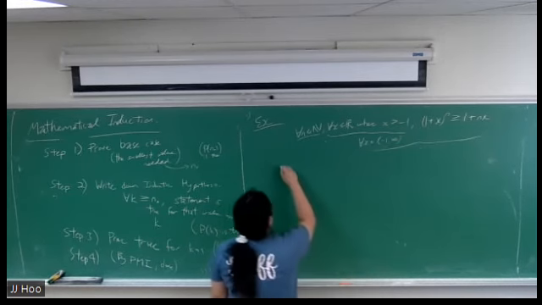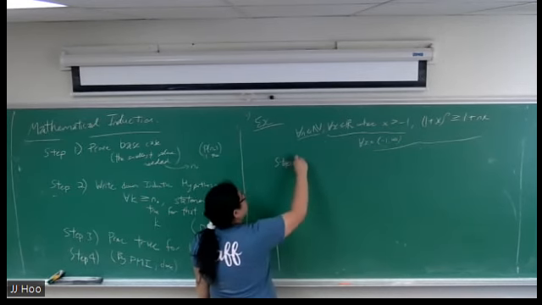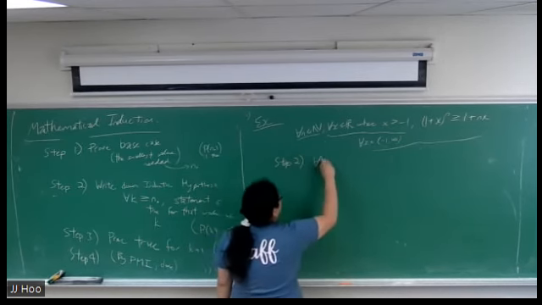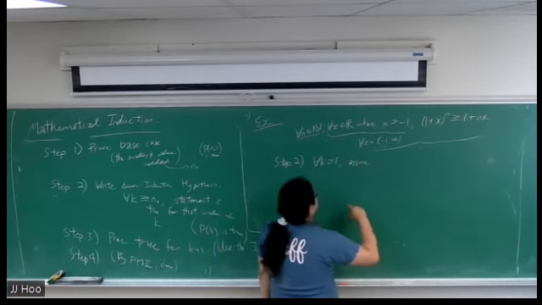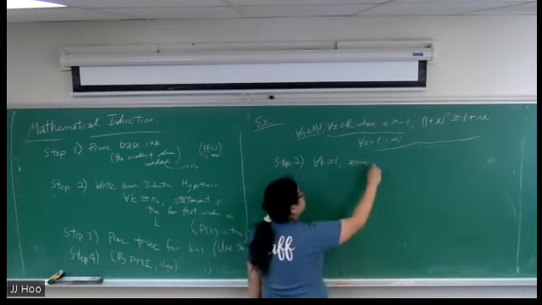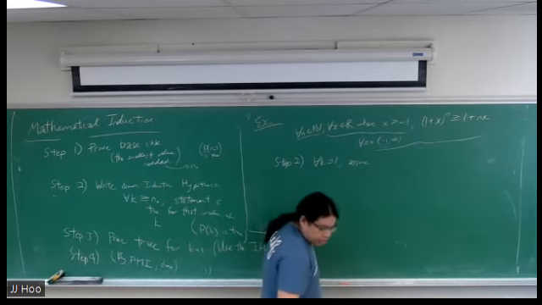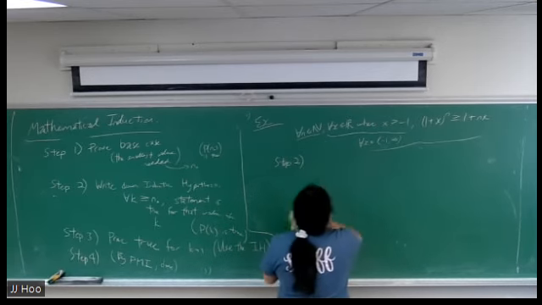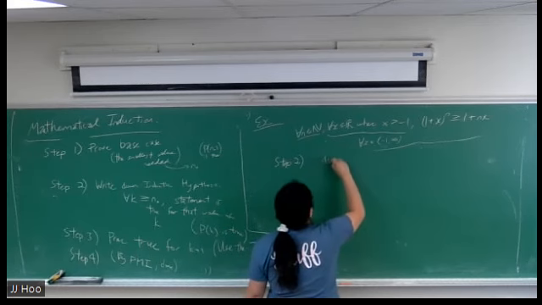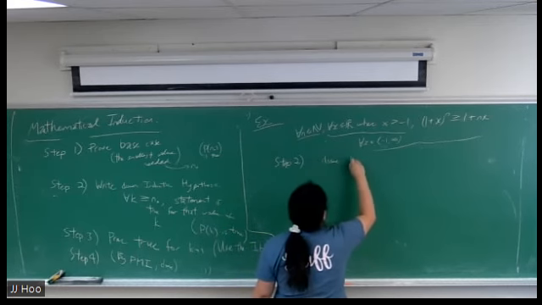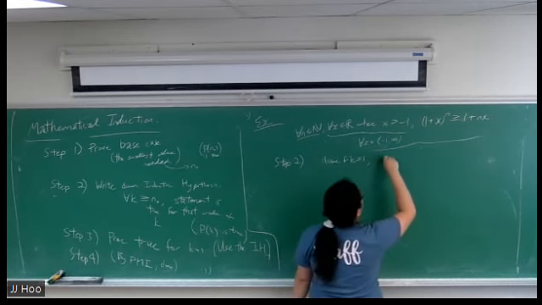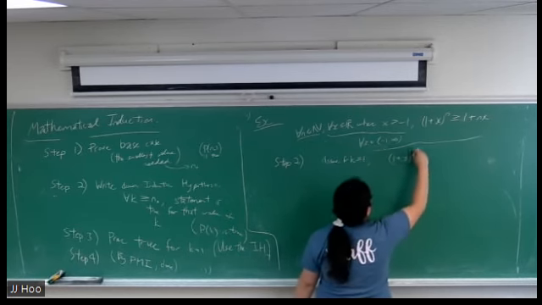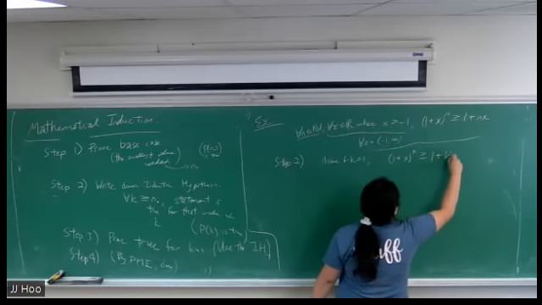So now we're going to write down step 2. Again, we're going to do the same thing. For all k greater than 1, we'll assume that for k greater than 1, I have (1 plus x) to the k is greater than or equal to 1 plus kx.